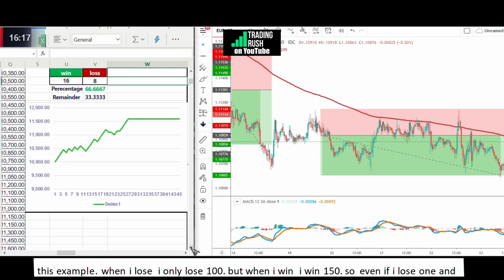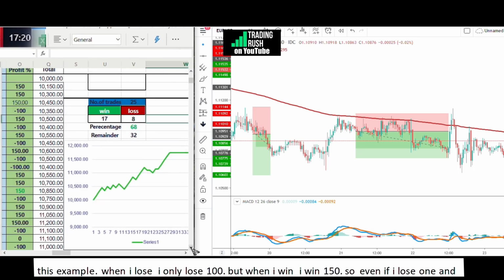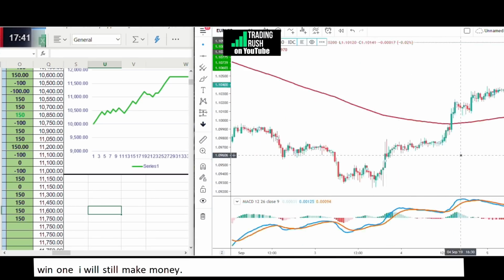In this example, when I lose, I only lose 100. But when I win, I win 150. So, even if I lose 1 and win 1, I will still make money.